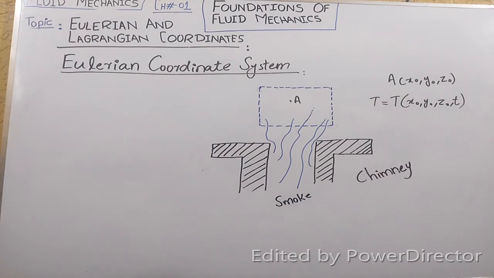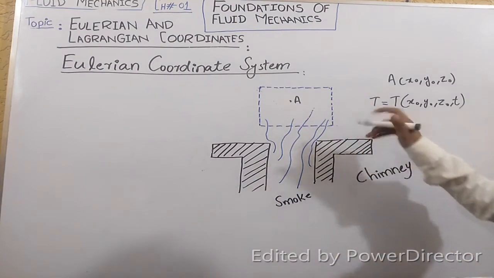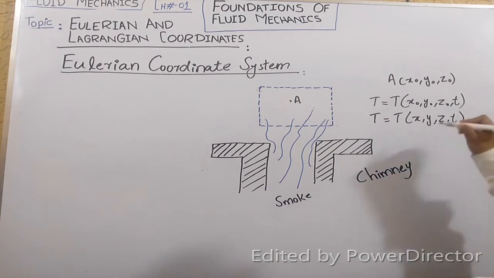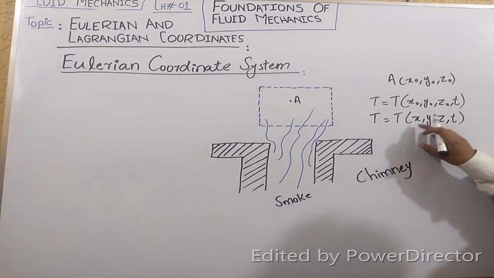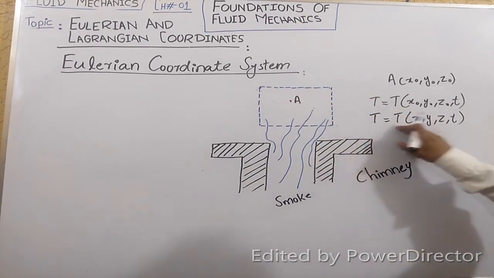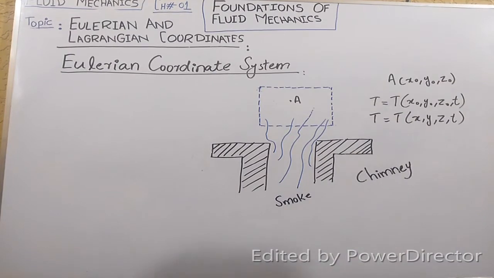Similarly, by using temperature measuring devices at various locations within this region, we obtain the temperature of this region as a function of variables x, y, z and t, where x, y, z are the ordered triples of the points within this region. So this field variable denotes the temperature of this fixed control volume. Okay, so we say that in the Eulerian coordinate system, any parameter of the motion of fluid is given as a field variable, which is a function of the space variables and the time t.